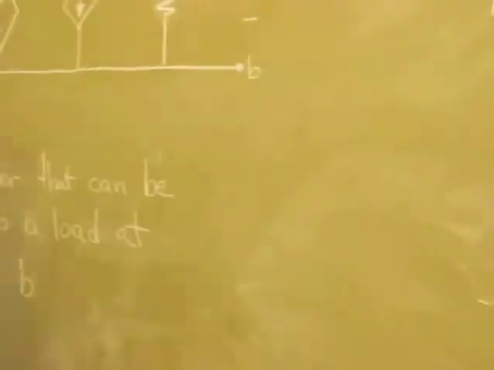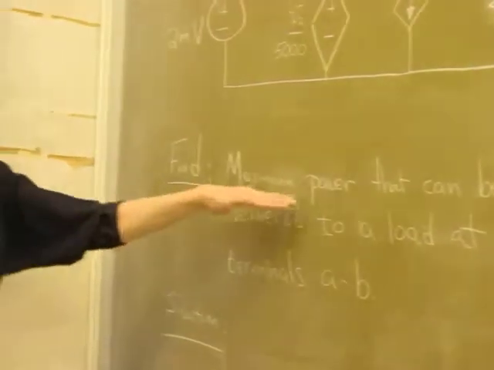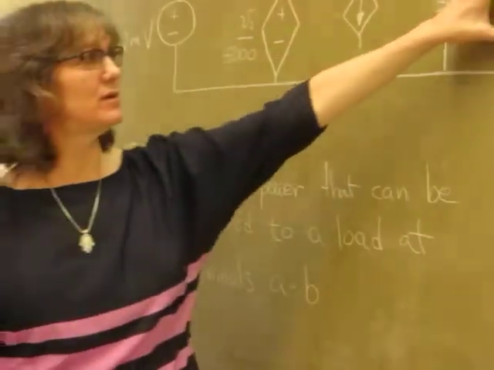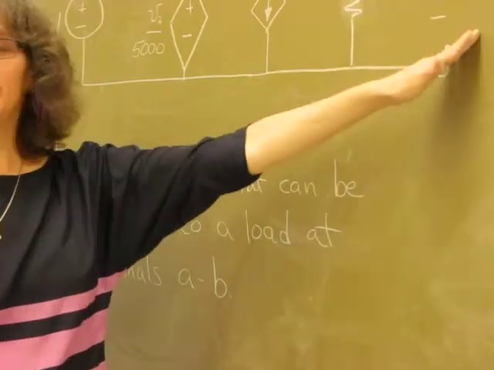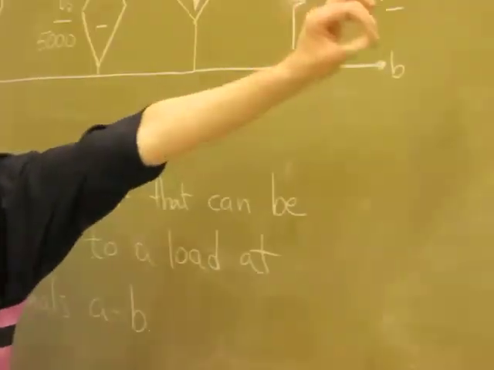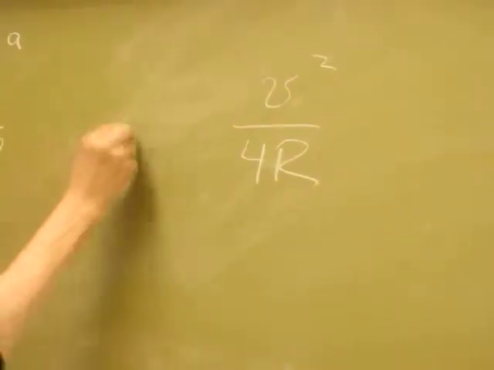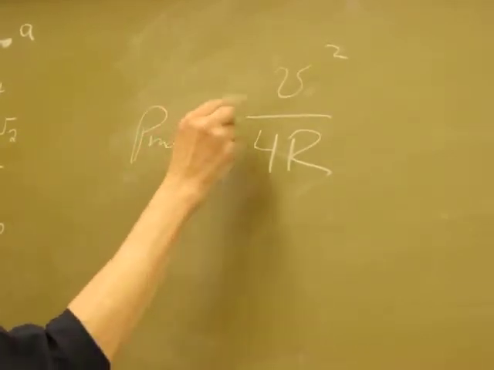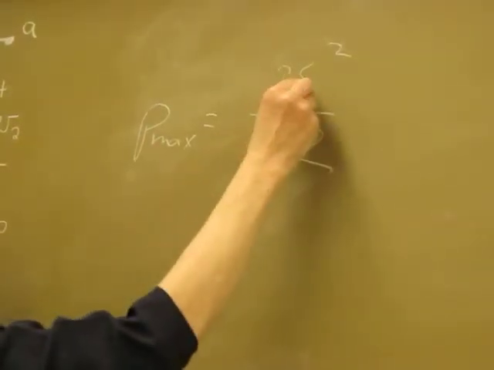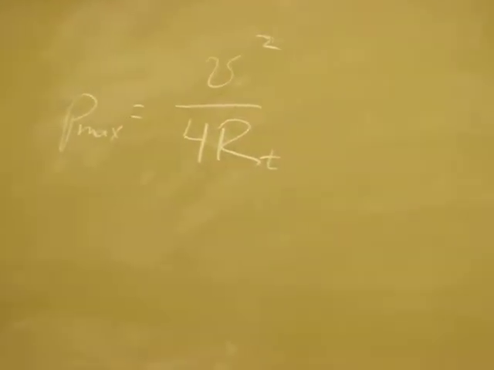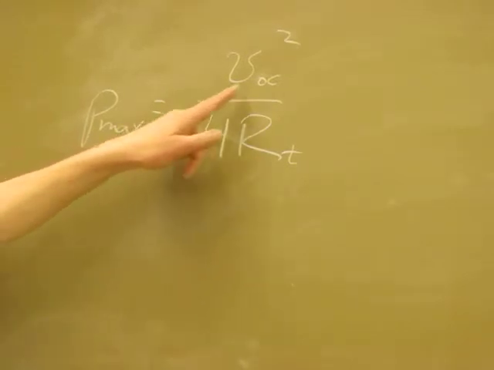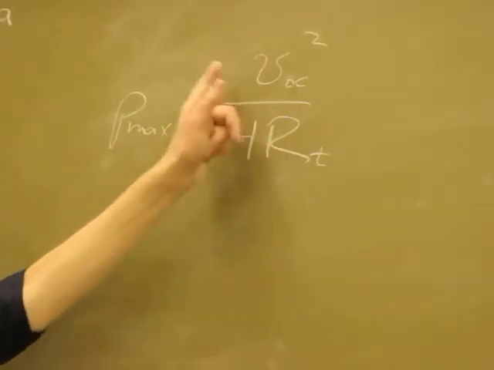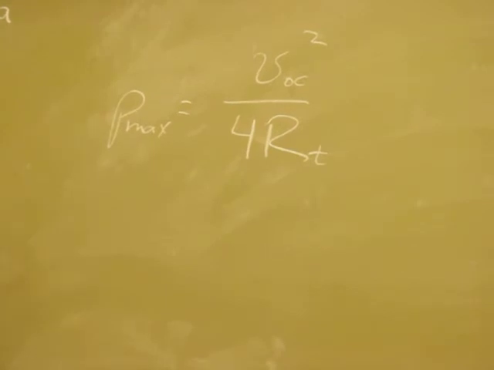The maximum power transfer theorem says that the maximum power will be delivered if the resistance of the load is equal to the Thevenin equivalent resistance of the circuit. And the maximum power will be equal to V squared over 4R, where R is the Thevenin resistance, and V is the Thevenin equivalent voltage, the open-circuit voltage, V subscript OC.